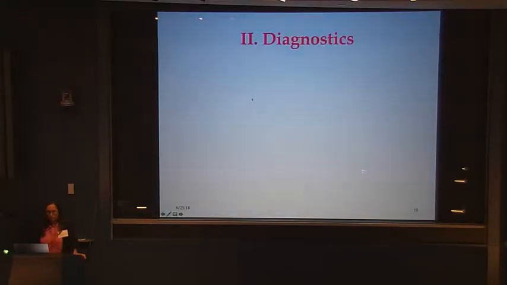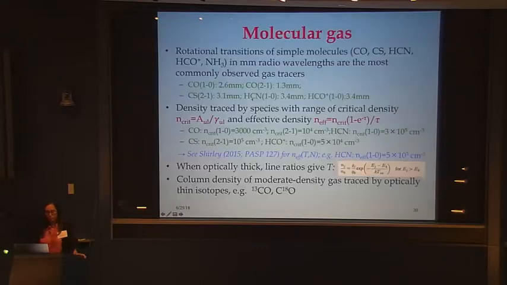Okay, so that was an overview of what there is in the ISM. So now I'd like to talk about some diagnostics in more detail, and let me start with molecular gas. What we know about molecular gas largely comes from transitions of simple molecules. CO is the most important, but also CS, HCN, and other molecules. A lot of them are at millimeter radio wavelengths, so we use radio telescopes to observe them, or my collaborators do. I don't do that.